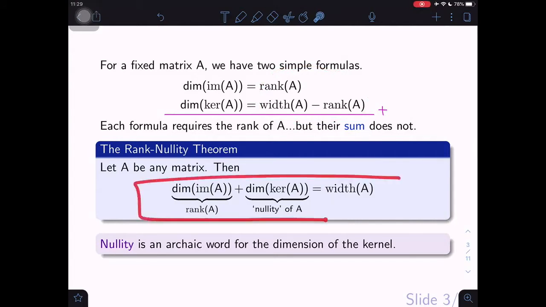It says that without doing any computation, without knowing the rank of the matrix, we know that the sum of the dimension of the image and the dimension of the kernel of the matrix is the same as the width of the matrix, which is the number of columns. Nullity of a matrix is an old word that means the dimension of the kernel of the matrix, but we will not use it much.